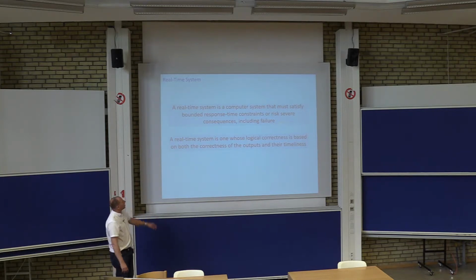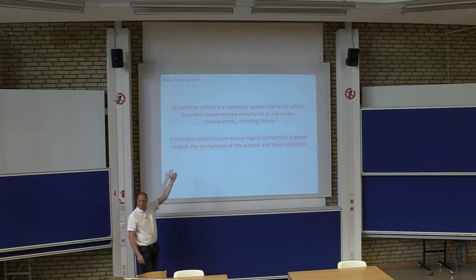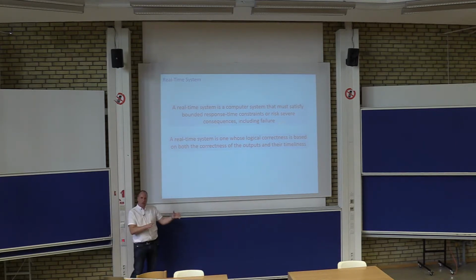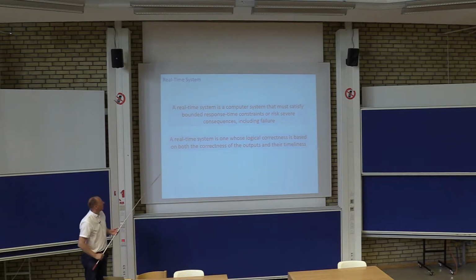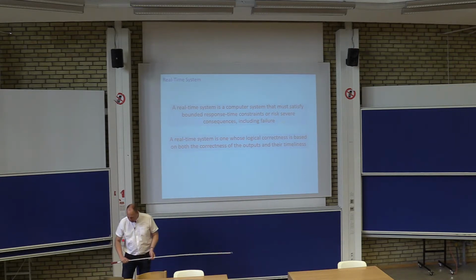Okay. So then we had real-time systems. And a real-time system is what typical control systems are. It does not only matter what the result is, but also when we compute the result. Right? So for control systems, it does matter when the control signal is computed. So a real-time system is one whose logical correctness is based on both the correctness of the outputs and their timeliness.